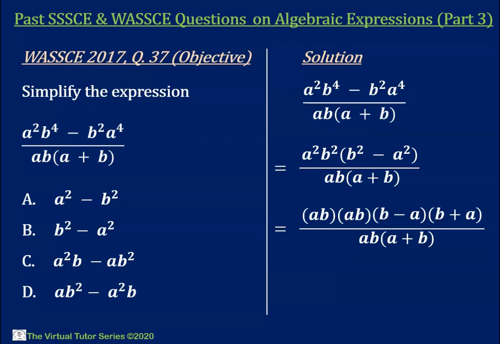Now, let's get rid of the common factors. So ab gets rid of ab, and b plus a gets rid of a plus b. Ab times b is ab squared, and ab times negative a is negative a squared b. Therefore, the correct answer is option D.